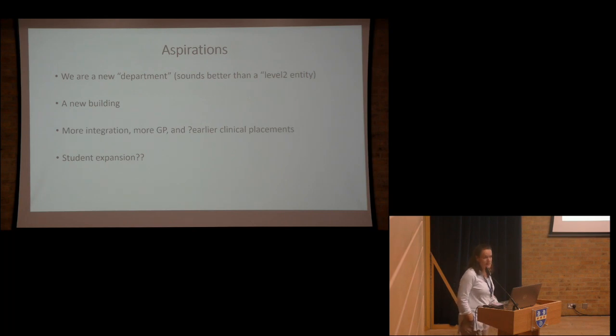We probably need more GP placements. We are way off the bottom end of the scale for medical schools in terms of how much GP placement they do. Now, the Department of Health and Social Care constantly have a go at Oxford saying 50% of medical graduates must become GPs. Oxford only produces about 5%. Bad Oxford. Oxford is bad.